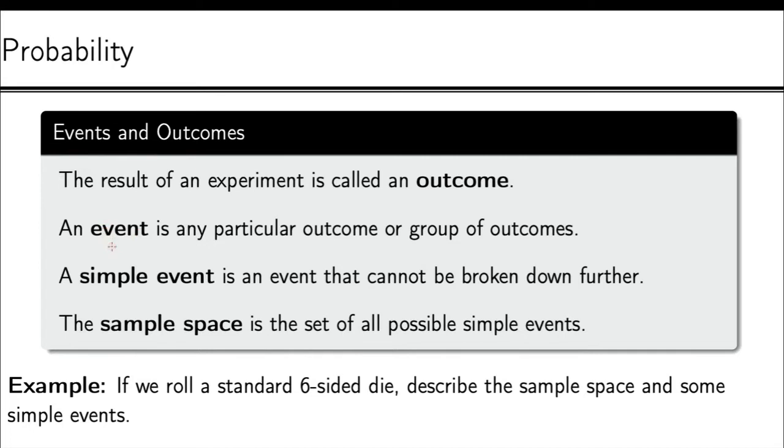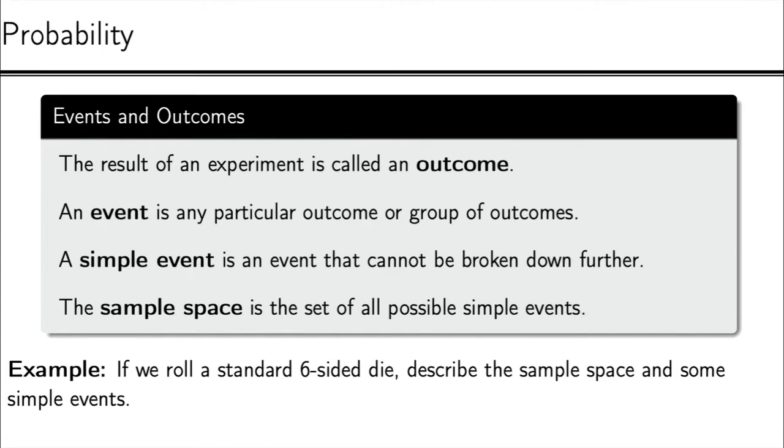A simple event is the most basic type of event that you could have. And so that would be kind of like an outcome. That would be, drawing the three of hearts is a simple event because there's no way to break that down into simpler ways. Now, when we look at all the different possible simple events that can occur, this is called the sample space. Okay, it's the set of all those different possibilities. So the sample space for drawing a card from a standard 52 card deck would be this set of all those 52 cards.